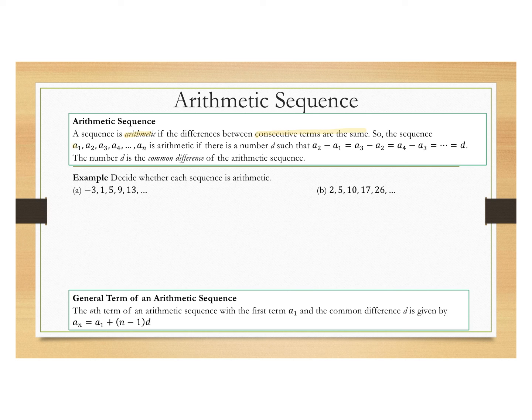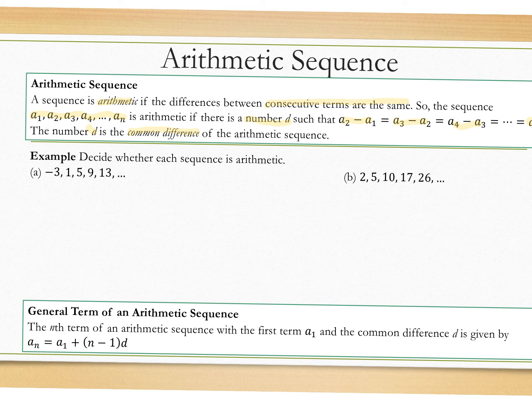So if I have a sequence a1 all the way through the nth term, if there is a number d such that a2 minus a1 is going to equal the third term minus the second, the fourth minus the third, etc., and it all equals the same number, that number d is what's referred to as the common difference. So in our first type of problem, we're just going to decide whether each sequence is arithmetic.